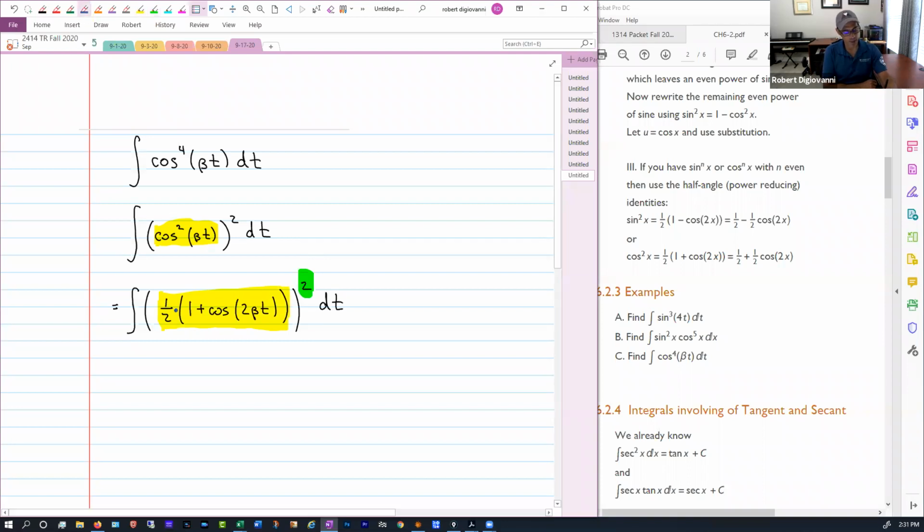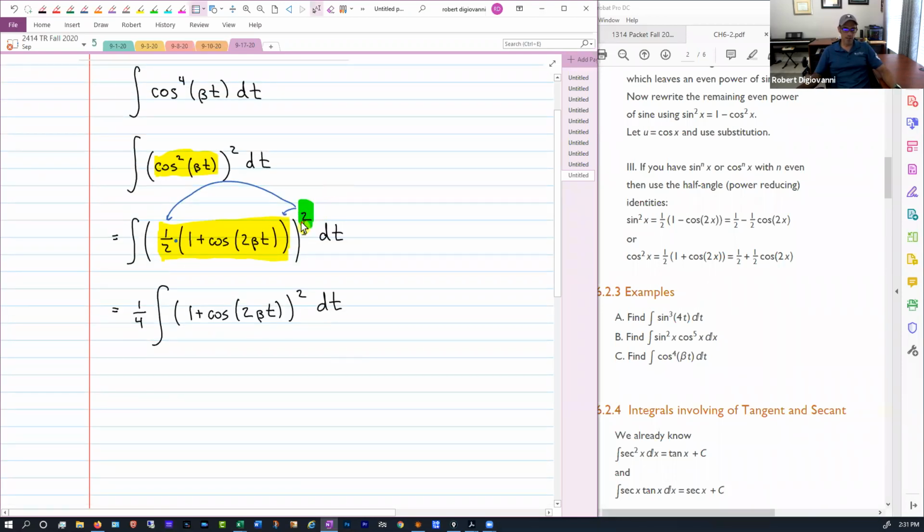So we have multiplication, so I can square each one of these. So what's the way I'm going to write this? The 1/2 squared is 1/4. I'm going to bring it out of the integral. And that'll leave me the 1 plus cosine of 2 beta t, but that whole thing still needs to be squared. I haven't actually squared it yet. So all I did on this step was square the 1/2, bring it out as 1/4, and just write the squared on top of this. And now I have to square it.